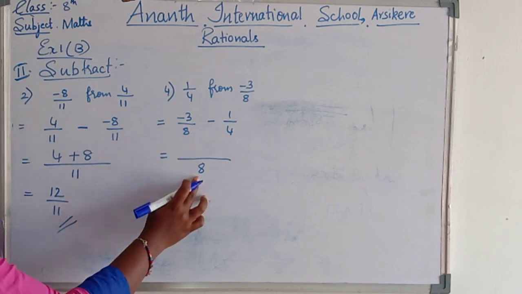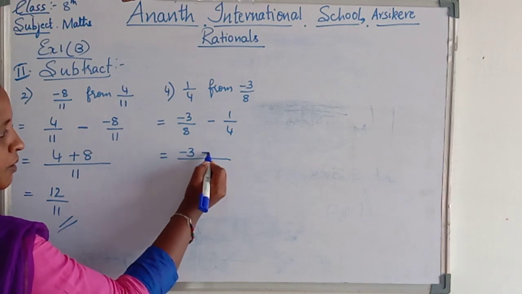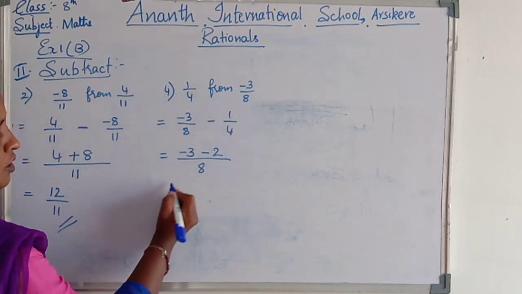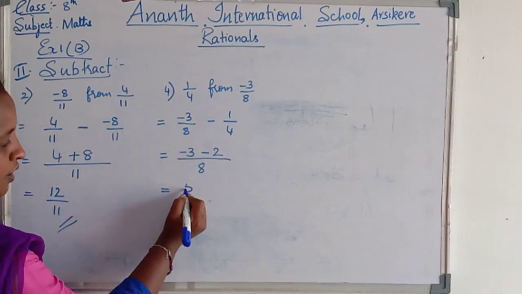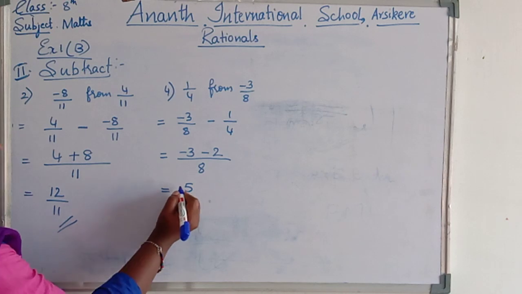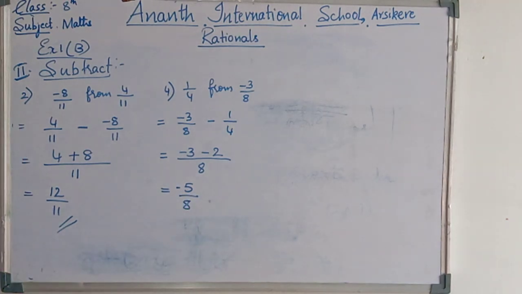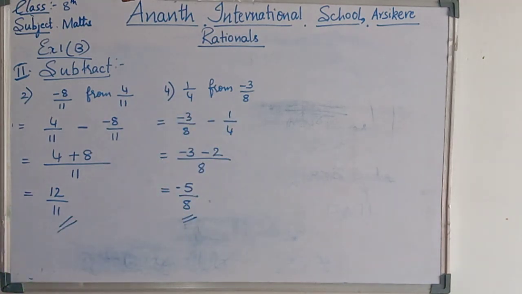8, how many times the 8? 1 time. 1 3s are 3, minus 3. Minus 4, how many times? 2 times. 2 1s are 2. Then minus into minus is plus. 3 plus 2 is 5. When two identical signs have come, you have to write minus. Then divided by 8. When you subtract the two rationals you will get a new rational, so it belongs to closure property.